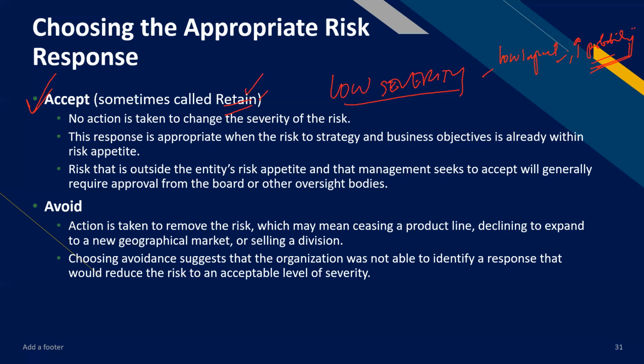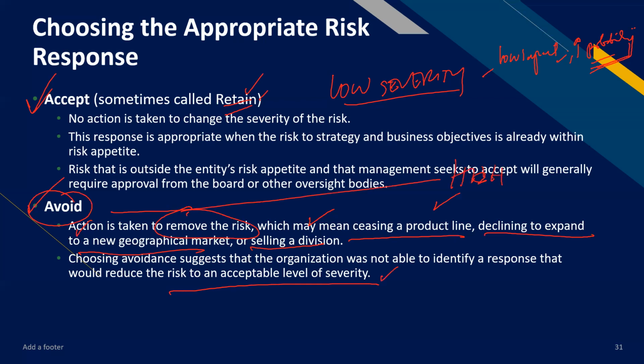No? Another is to avoid. No? When you avoid the risk, it means action is taken to completely remove the risk, which may mean, for example, ceasing a product line, declining to expand to a new geographic market, or selling a division. Okay? So choosing avoidance suggests that the organization was not able to identify an appropriate response that will reduce the risk to an acceptable level of severity. Okay? So when you avoid something, it means you want to remove it completely. So this is appropriate for high severity.